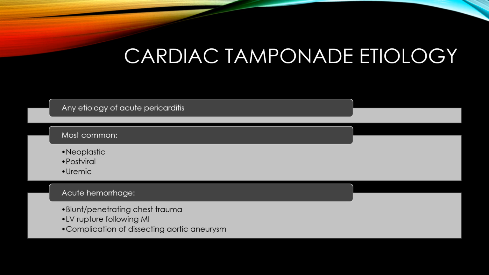Many things can cause it. Any etiology of acute pericarditis can ultimately lead to tamponade, which is why pericarditis has to be taken very seriously. Most common are neoplastic, post-viral, and uremic. Causes of hemorrhagic tamponade are usually any kind of blunt or penetrating chest trauma, or a left ventricular rupture following a myocardial infarction. And finally, complications of a dissecting aortic aneurysm. Again, remember those type A aortic aneurysms that can actually work backwards towards the heart and cause a tamponade.